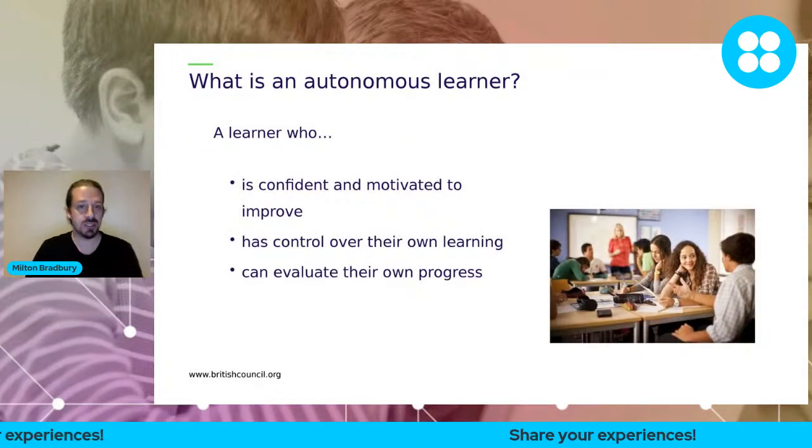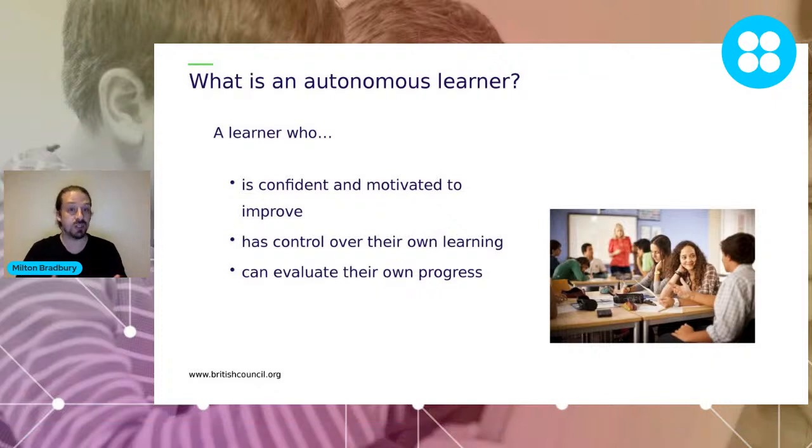So what is an autonomous learner? What does it mean? What does an autonomous learner look like? So for me, an autonomous learner is a learner who is confident and motivated to improve. What do I mean by this? It's a learner who actually wants to learn English, okay? A learner who actually wants to be there. A learner who believes in him or herself and their ability to improve and progress. So this is one of the first things that we need to encourage in our learners, a reason to be there, motivation to be there.